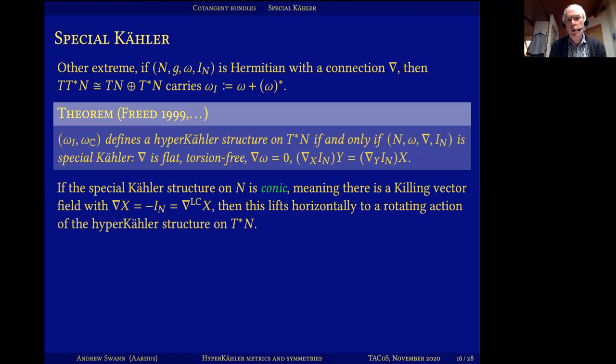In this situation, the vector field X can be lifted horizontally to the cotangent bundle, and that actually preserves this type of hyperkähler structure as well. So you get a symmetry, and it's a symmetry of rotating type again. This is not the symmetry we're considering in the Feix-Kaledin construction, but this symmetry is given by the horizontal lift of this conic symmetry.